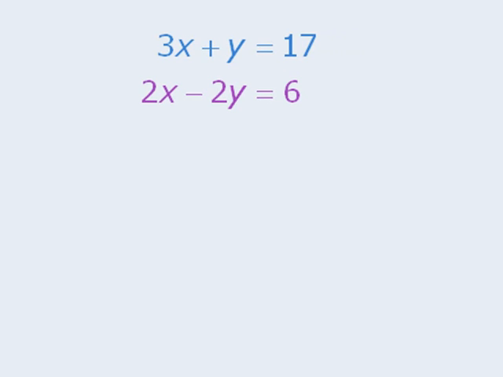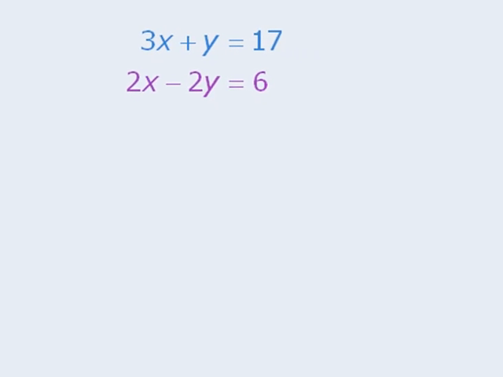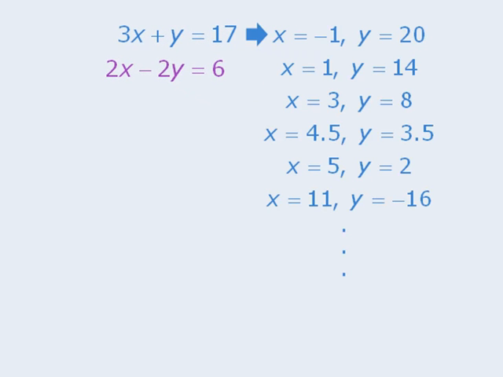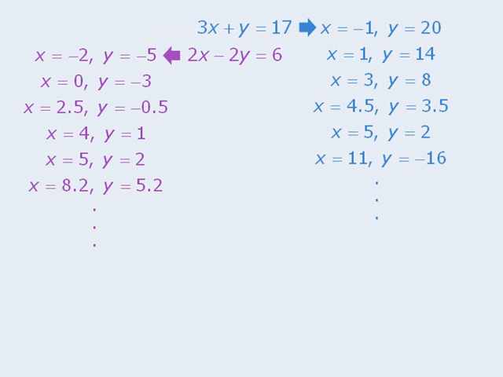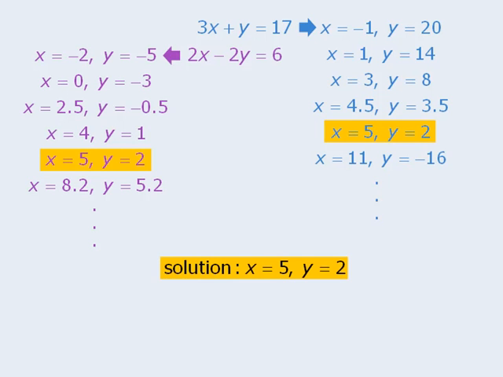Notice that we have two equations here with two variables, x and y. To solve this system, we must find a value of x and a value of y such that both equations hold true. Now, on their own, linear equations have an infinite number of solutions. For example, here are just a few solutions to the top equation, and here are just a few solutions to the bottom equation. We are looking for the one solution that both equations share. In this example, they share this one solution. So the solution to this system of equations is x equals 5 and y equals 2.